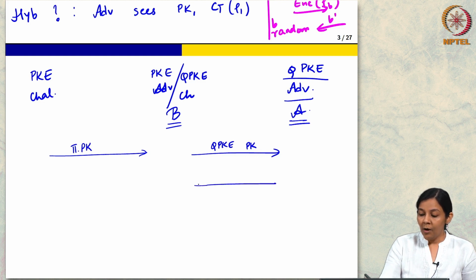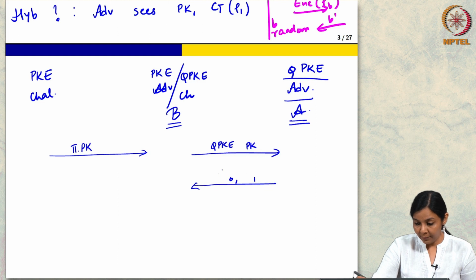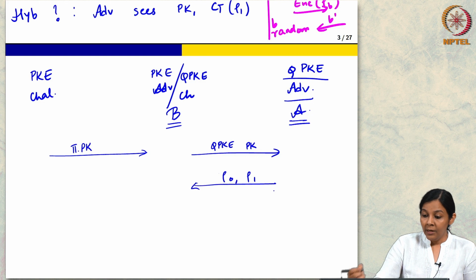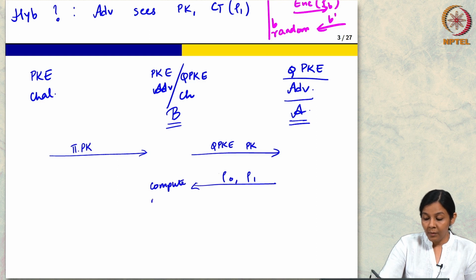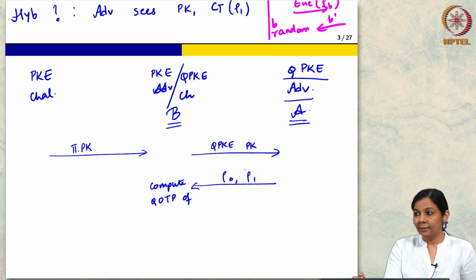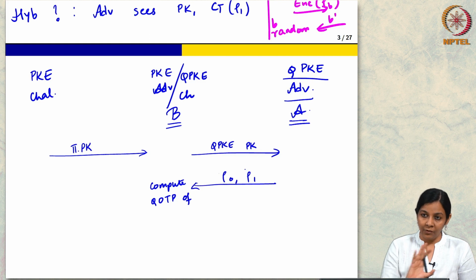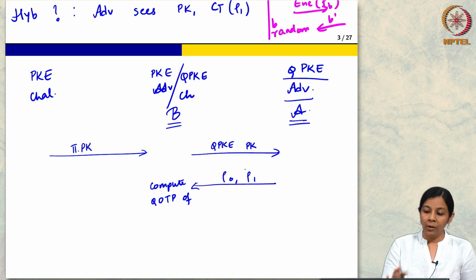Now, this adversary gives rho 0 and rho 1. So, this guy gives the challenge as rho 0, rho 1. Now, what does our reduction do? Now I want to compute a QOTP of which of the two? Let us make sure that we are really getting this. What is our goal?